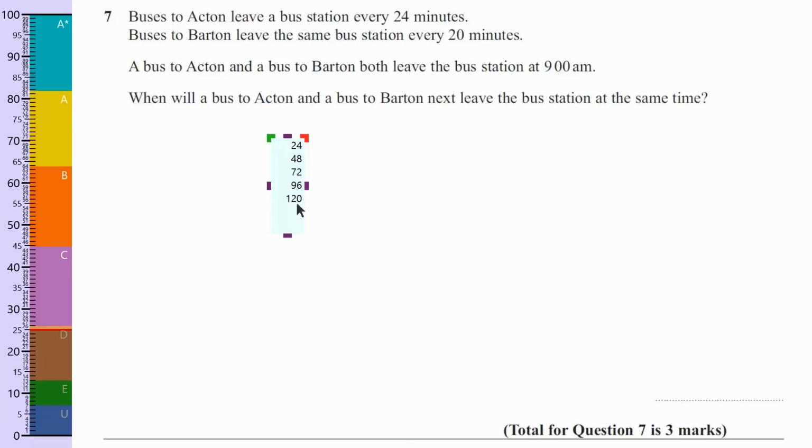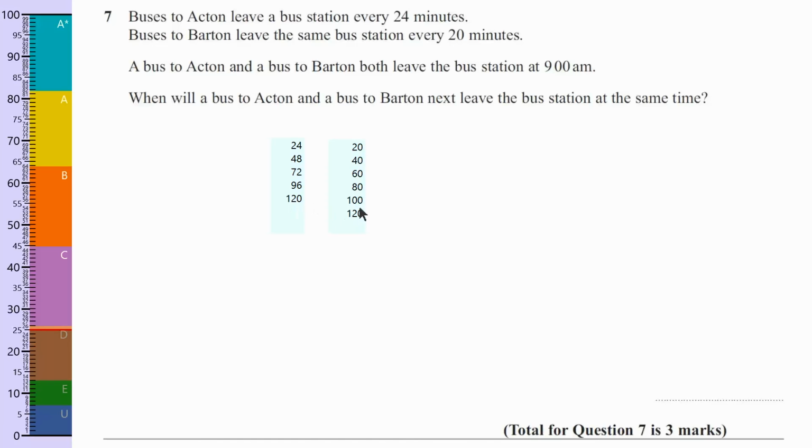Now, I know that 120 is in the 20 times table, but it's important not to do too much work with these questions. So I'm going to do the 20 times table. So it's 20, then 40, then 60, then 80, then 100, and then 120. So 120 is the first time both of those times tables have the same number, so that's the lowest common multiple.